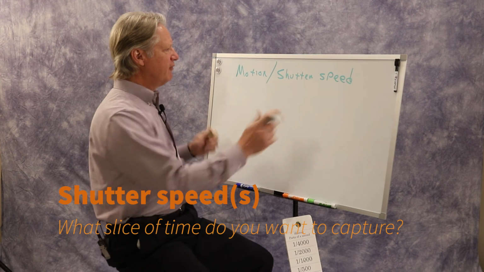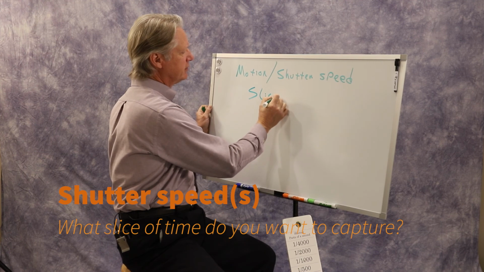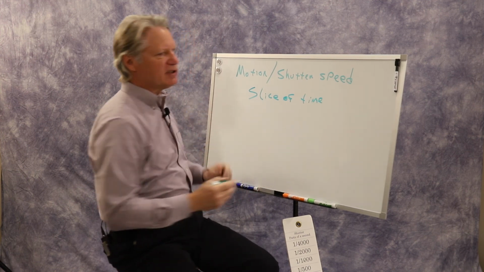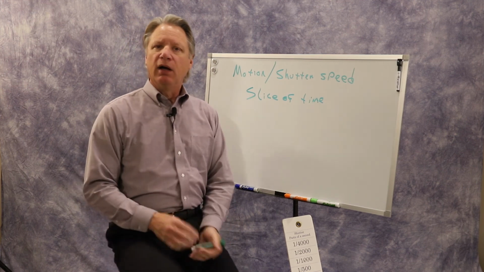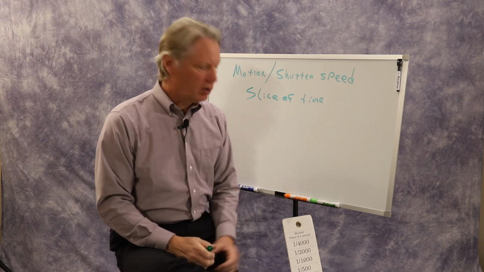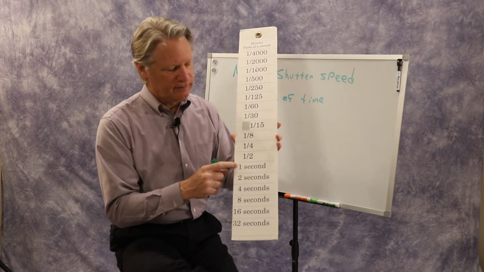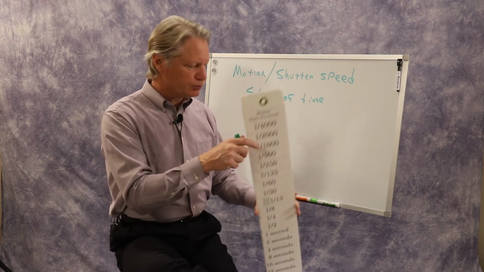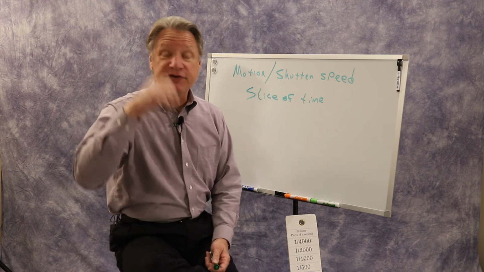So for me, shutter speed is really fun because we get to look at what slice of time, right? What slice of time do you want to record? A brief instant, a thousandth of a second, 2,000th of a second, or do you want to go much longer, half a second, 1 second? Big difference here in how the image will look, of course, if there is anything moving.